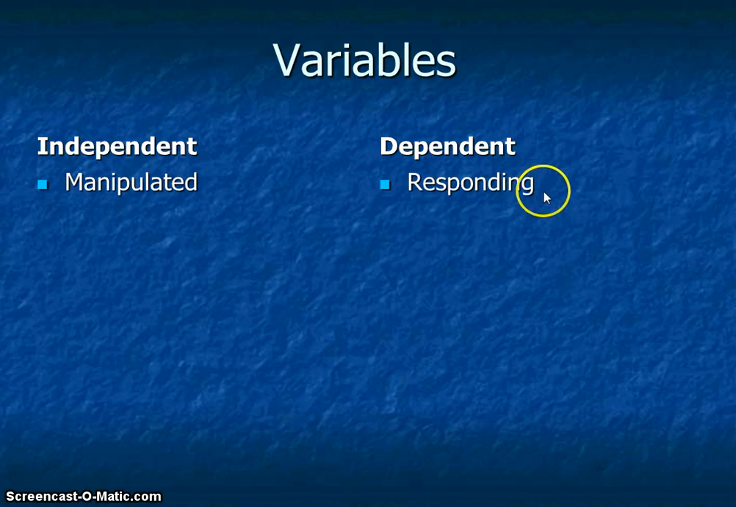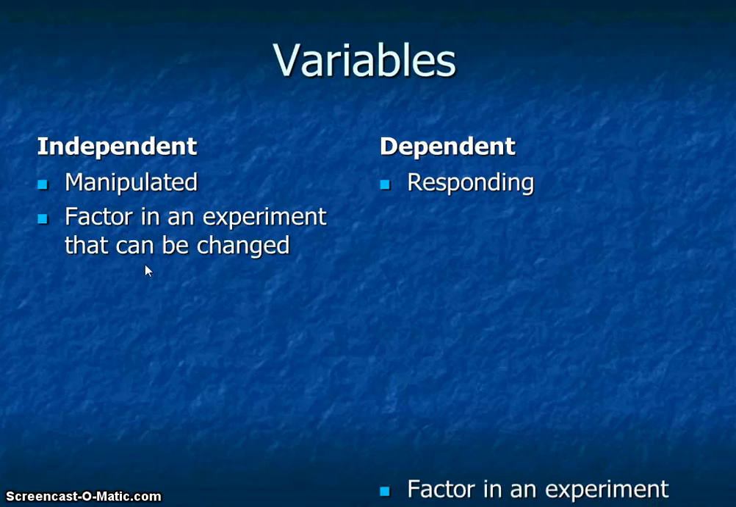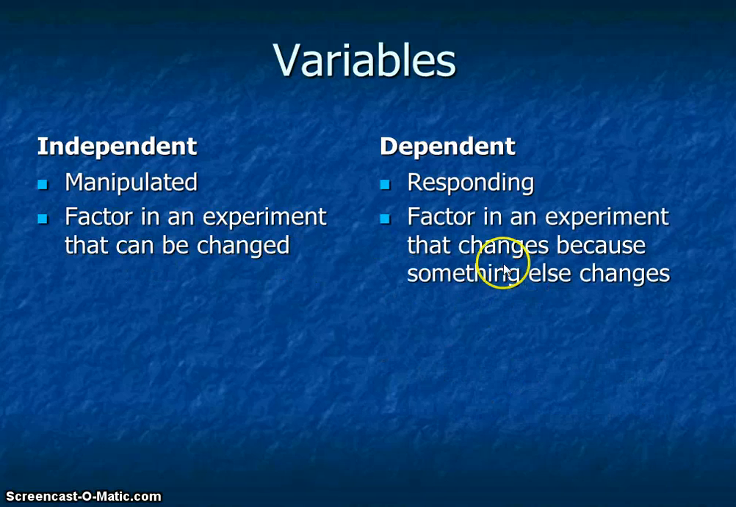A dependent variable is what is called in the textbook a responding variable. And what that means is you changed something that was an independent variable, and this dependent or responding variable changes because of that. So an independent variable is a factor in an experiment that can be changed. A dependent variable is a factor in an experiment that changes because something else changes.